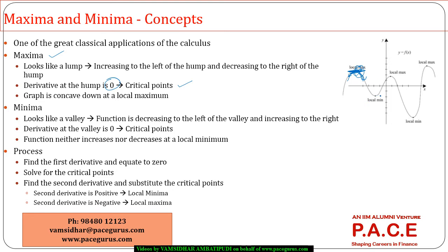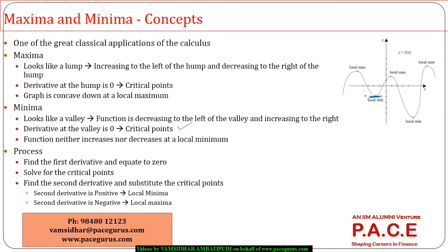The same fundamentals are applied to the minimum. In the case of the maximum, the graph looks like a hump, whereas in the case of a minimum, the graph looks like a valley. From a certain point, there is a decrease, it reaches a minimum, and after that there is an increase. Again, applying the concept of derivatives, at the minimum point, the derivative will be 0. That's the reason it also becomes a critical point.